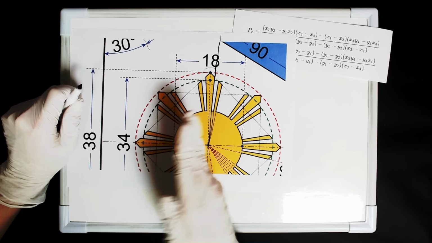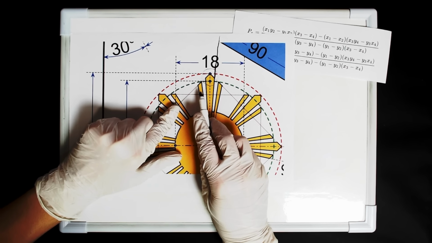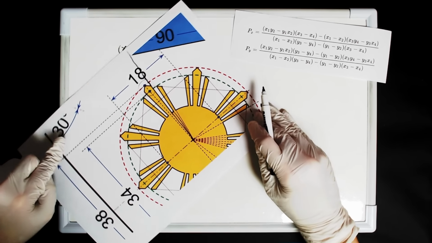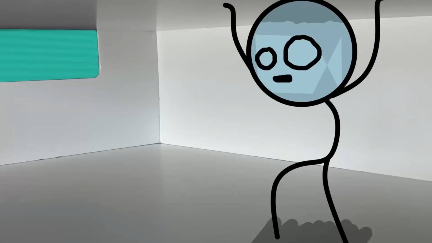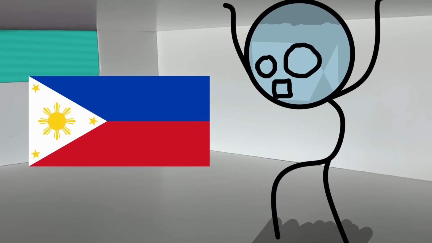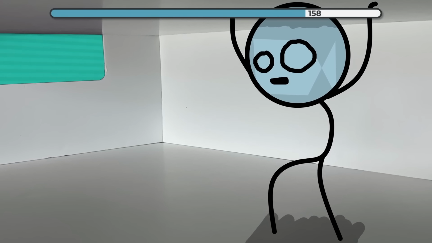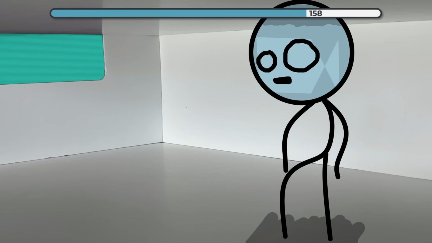And then of course we can flip the small right part to make the small left part, and we can rotate the bundle of 3 rays by 45 degrees to create all the 8 directions. And that is how you construct the flag of Philippines. 158 flags complete. Let's move on to the next flag.